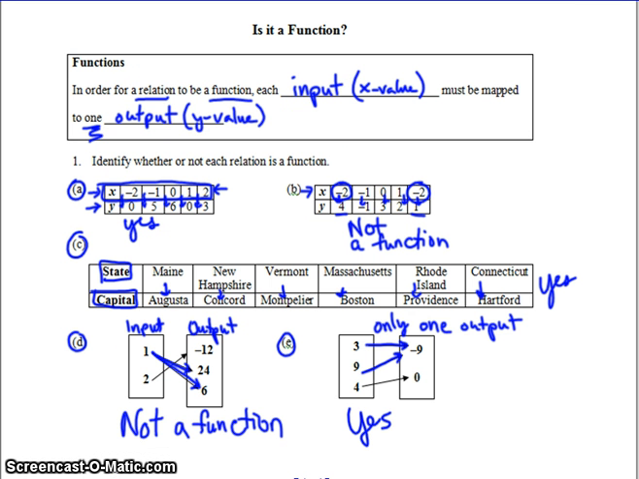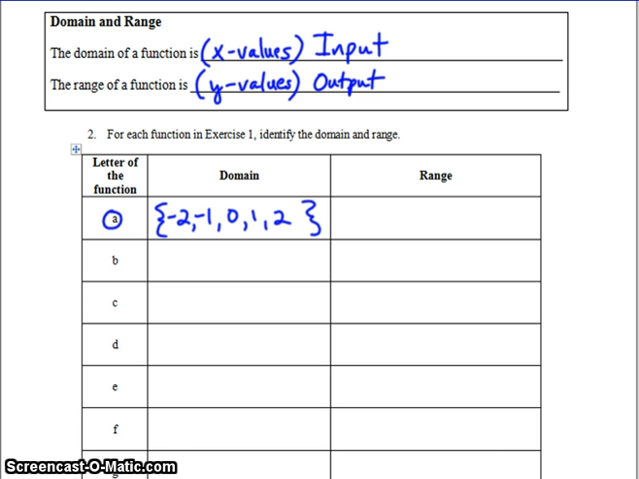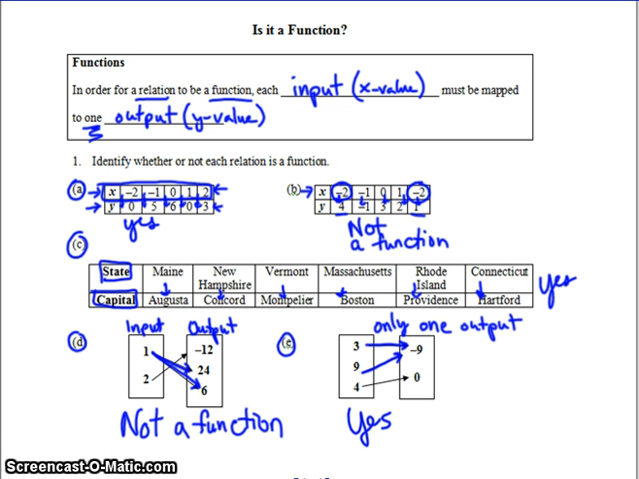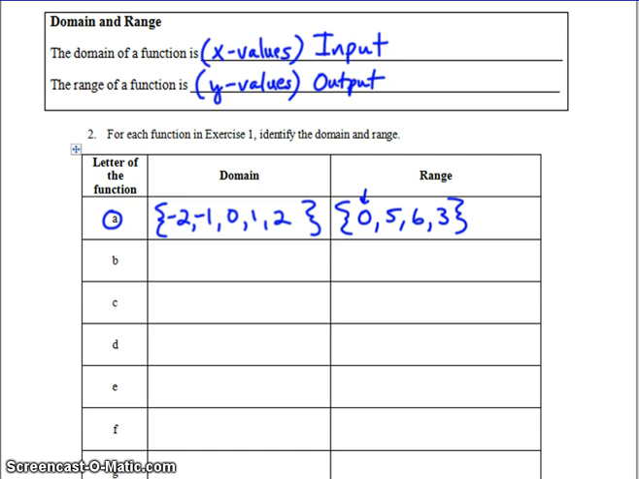And then the range is all the y values. So 0, 5, 6, 0, and 3. I have 0, which is already here, so I don't have to write it again. And then 3. The right thing to do would probably be to put these in order from least to greatest. I'm not going to erase it, you can if you want. 3 comes before 5. There's our range.